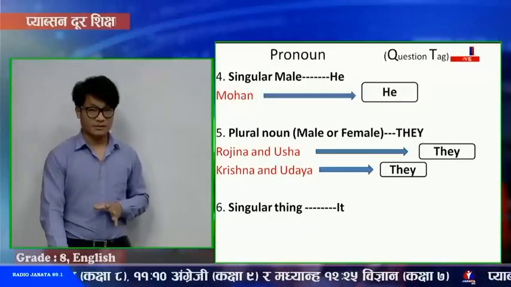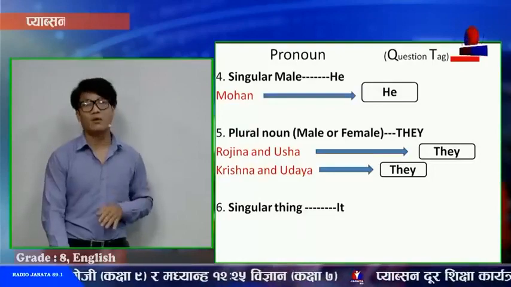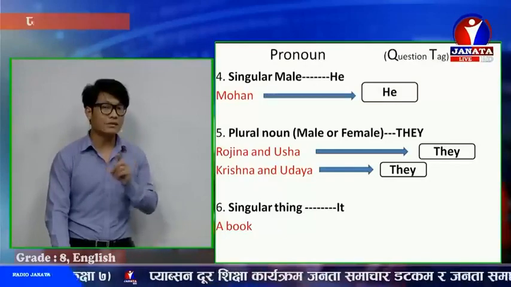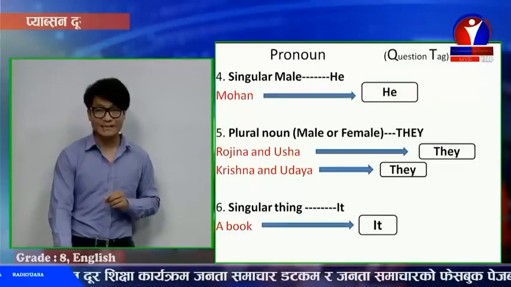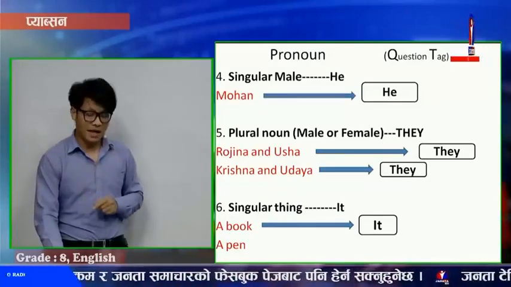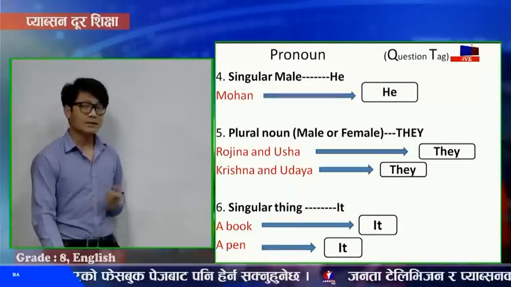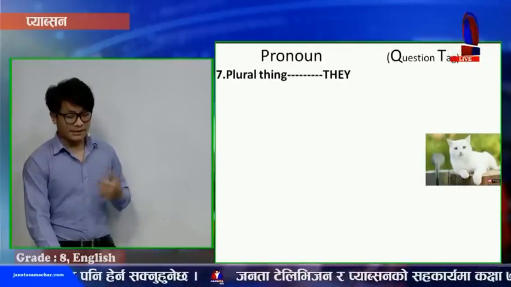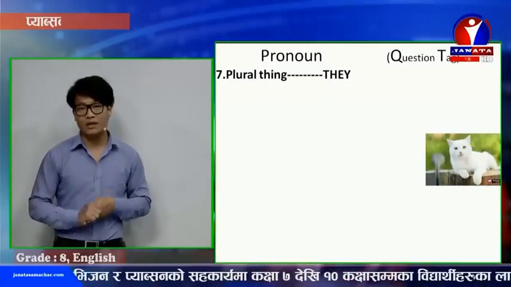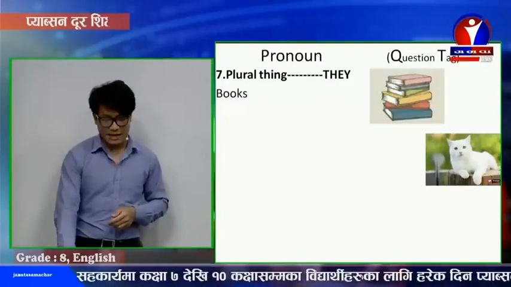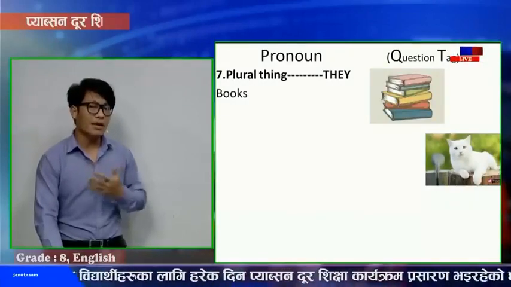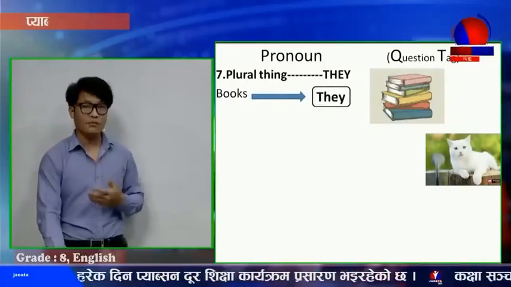Singular thing. For a singular thing, we use the pronoun it. Like you can see the example of a book, and it's singular. That's why here should be the pronoun it. If a pen is there, that's why there should be the pronoun it. Next is plural things. If there is more than one thing, then we use the pronoun they. Examples are books, B-O-O-K-S, books. This is a plural noun. That's why we use the pronoun they.